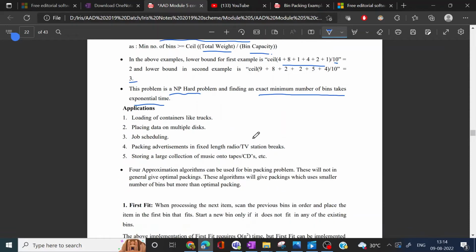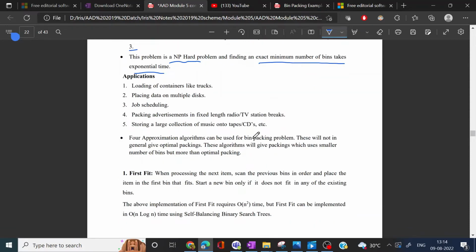This bin packing problem has different applications: loading of containers like trucks, placing of data on multiple disks, job scheduling, packing advertisements in fixed length radio and TV station breaks. So there are different applications for this bin packing problem. But it is an NP-hard problem.